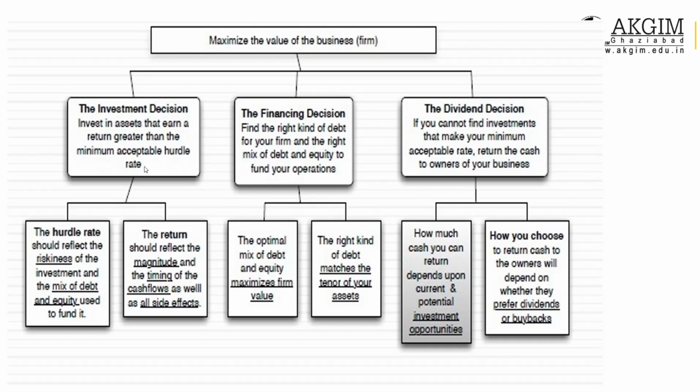Or on the other side, if you have better options, then you can retain the profit and reinvest in the business, and then make more and more profit that will satisfy the investors' need. So these decisions are taken under dividend decisions.